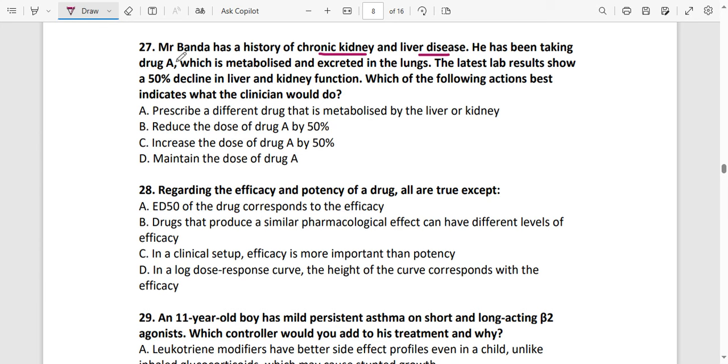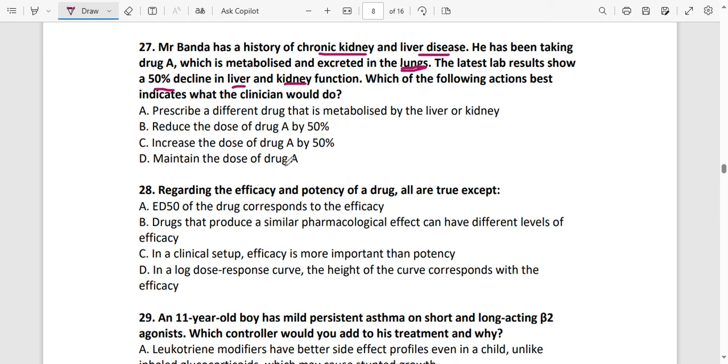Mr. Banda has a history of chronic kidney and liver disease. He has been taking drug A, which is metabolized and excreted in the liver. The last lab results show a 50% decline in liver and kidney function. So which of the following actions best indicates what the clinician would do? Prescribe a different drug that is metabolized by the liver or kidney. Reduce the dose of drug A by 50%. Increase the dose of drug A by 50%. Maintain the dose of drug A.